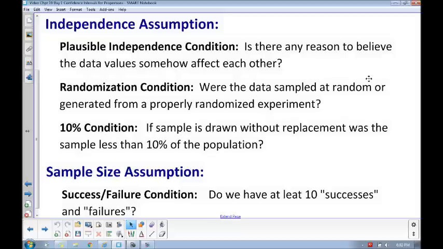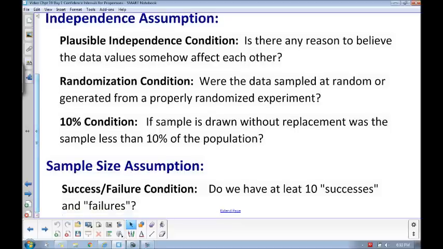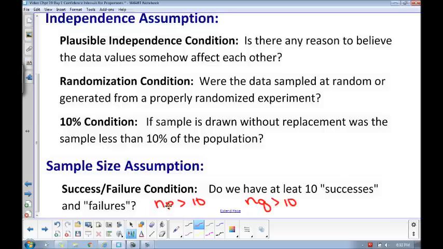Also our 10% condition, remember this is our not too big condition. If we're drawing without replacement, to make sure that one does not affect another, we can't be more than 10% of the population. And on the other side of that, the big enough sample size assumption: do we have at least 10 successes and failures? And remember, that means that np has got to be greater than 10 and nq has got to be greater than 10, where p is the chance of success and q is the chance of failure.